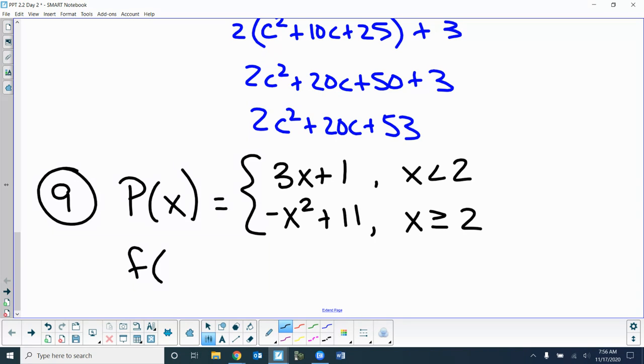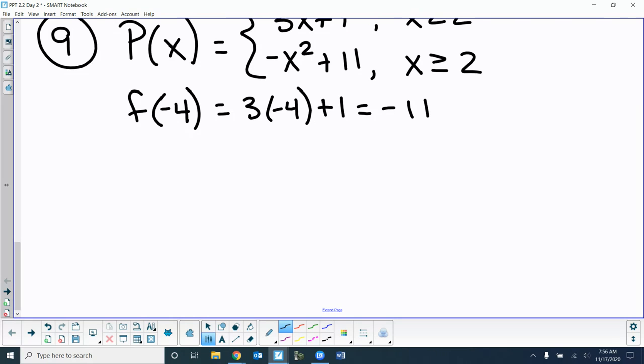negative 4. So where does negative 4 fit? Less than 2 or greater than or equal to 2? Less than 2. So I put it in the top one. I go 3 times negative 4, negative 12 plus 1 is negative 11. Okay? Part B was P of the square root of 5.